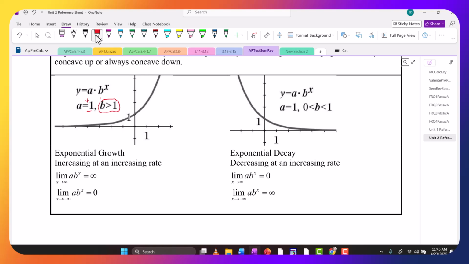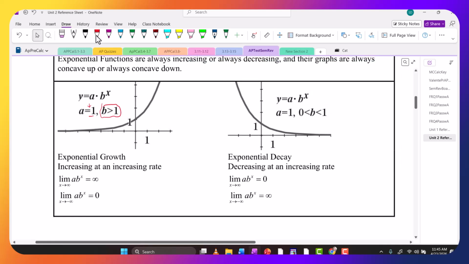And then take note of these limits. I don't know why some of you could not figure out these limits to save your life. As you plug in a value for x positive, this y value goes off into infinity. That's what this means. The y's go off into infinity.